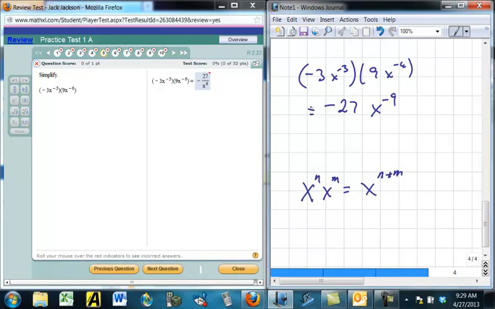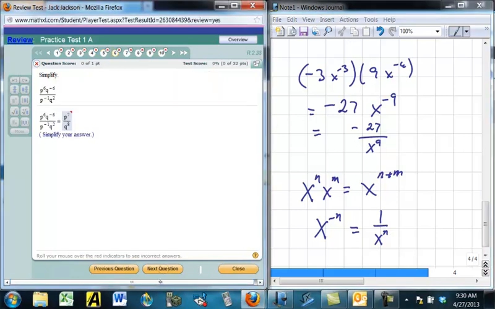It didn't say it here. Simplify, I think, is a little vague, but in this problem they want you to write it with positive exponents. So this would be -27 over x to the +9. Remember, x to the -n is the same thing as 1 over x to the +n.